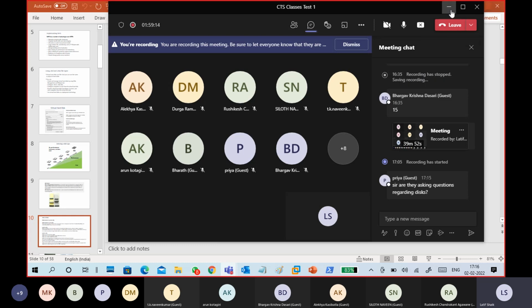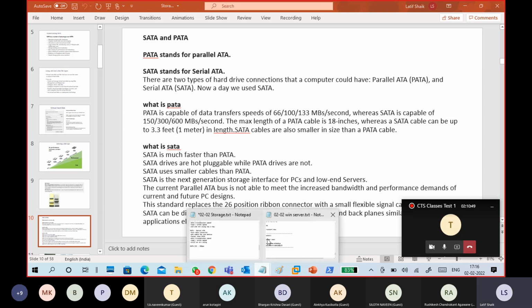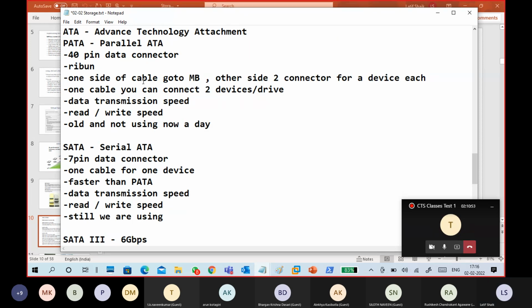Yes, maybe they will ask. Anything, guys, never think like, hey, are they asking questions on this or not. Ribbon cable.